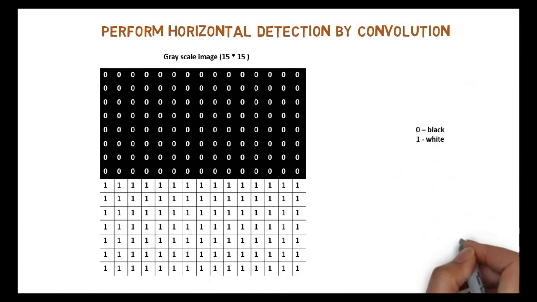Now, consider the image shown on the screen in grayscale mode with 15 by 15 dimensions. The image has a black portion on the top and a white portion on the bottom, bifurcated by a horizontal boundary. The black pixels are represented by zeros and white by ones. This image has to be convolved with a horizontal edge filter to detect the boundary.